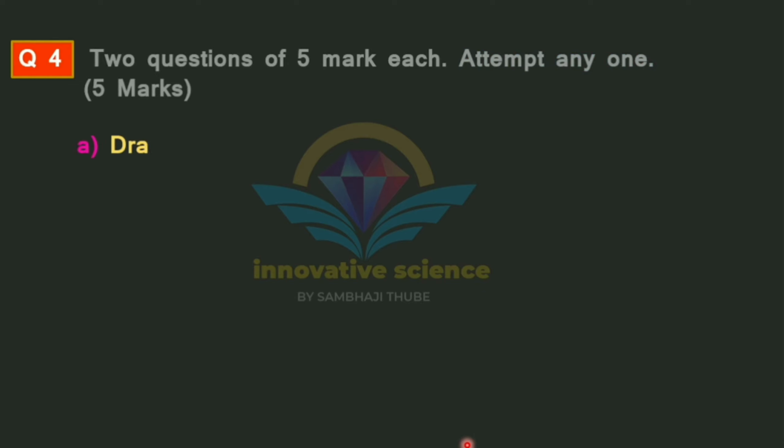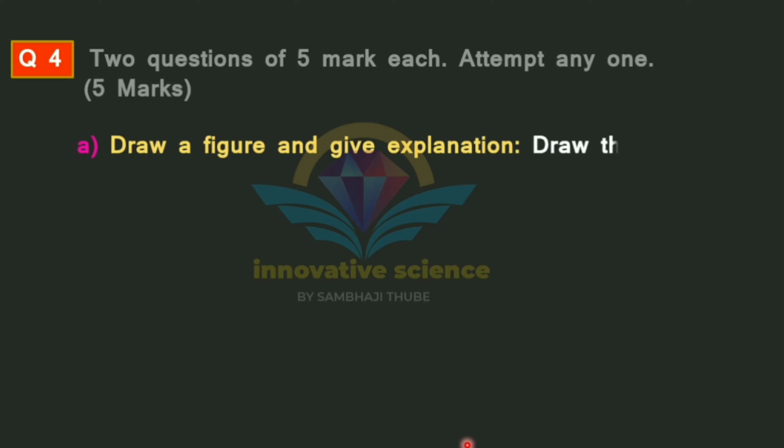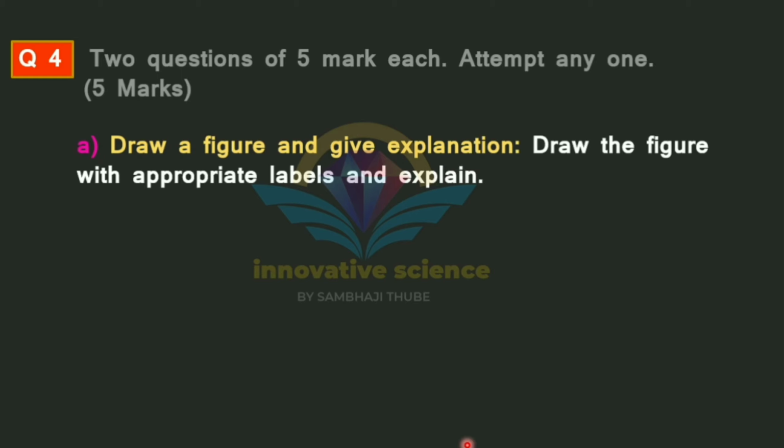What type of questions will be there in this question? Let's have a glance at that. The first question type is draw a diagram and explain it. So you have to draw the diagram with appropriate labels, and after that labeling you have to explain it.